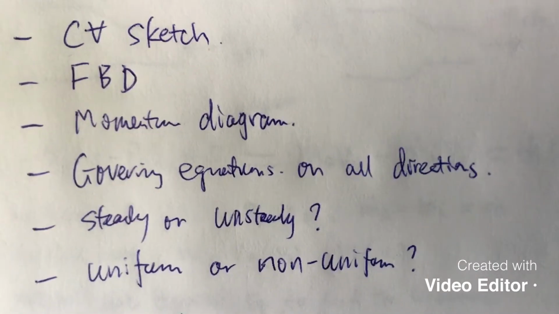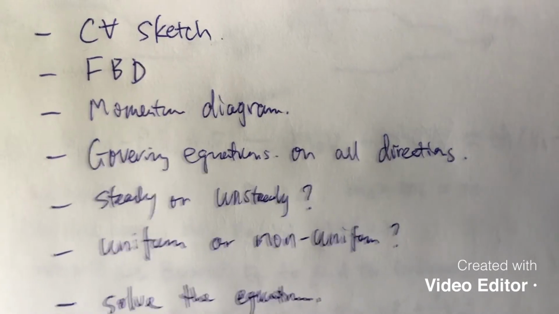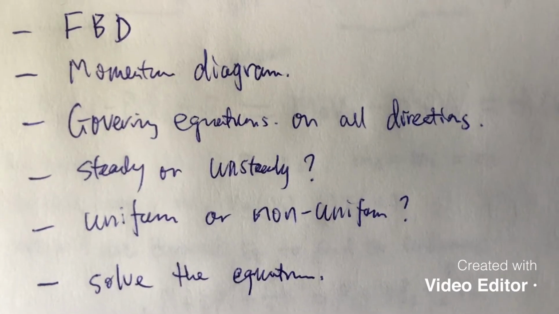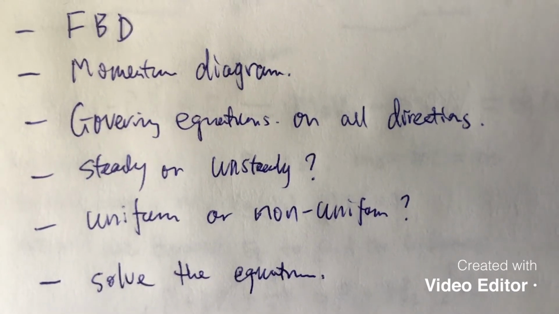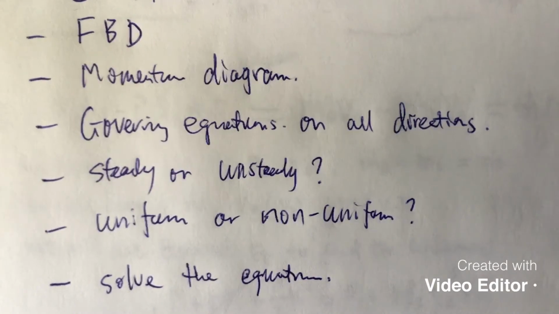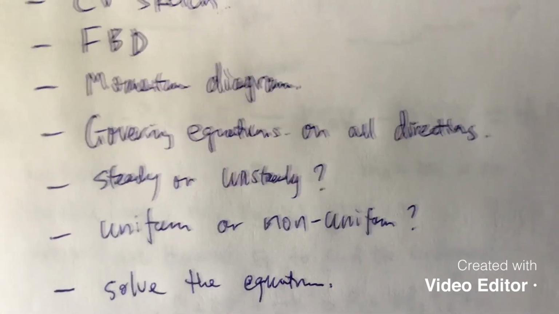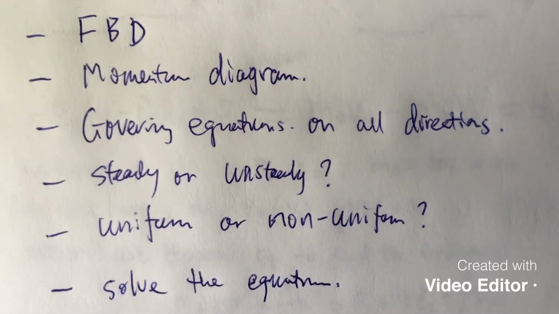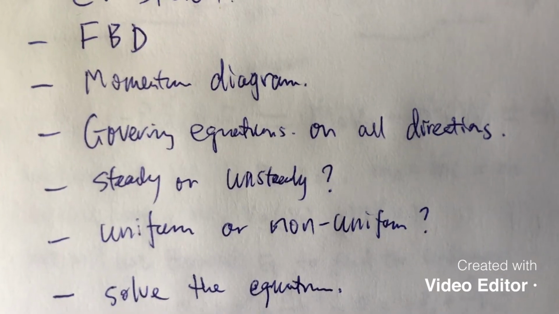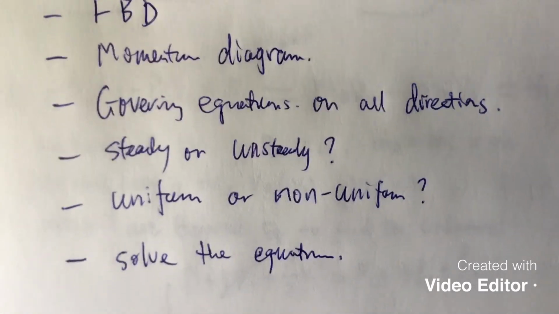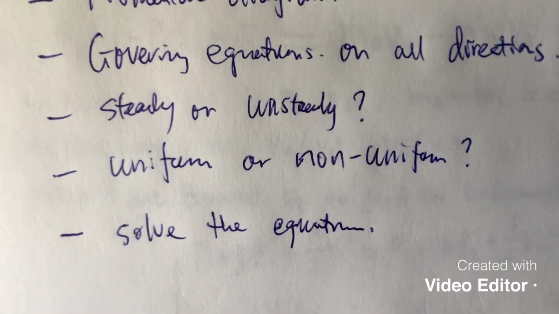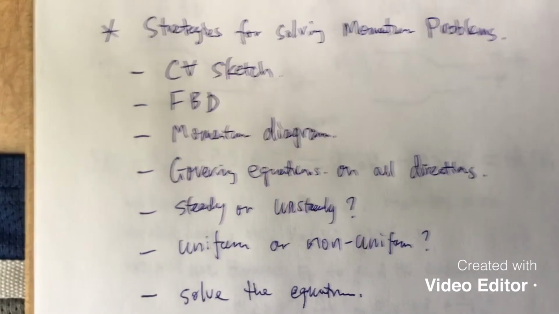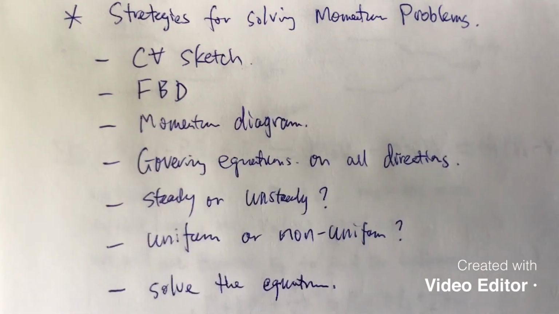Then decide whether it is steady state or unsteady. As I said, most of the problems you will see are steady state, so you don't have the d over dt terms. Then decide whether the inlet and outlet are uniform or non-uniform. If non-uniform, you have to use integration for the momentum through the control surface terms. If uniform, we can just use the mass flow rate times velocity as the momentum. Then after you write down the equation, you can solve for the unknowns. So this is the process of solving conservation of momentum problems. Very important.